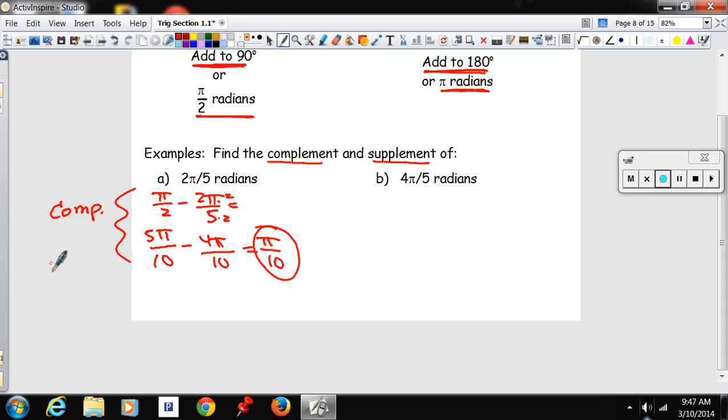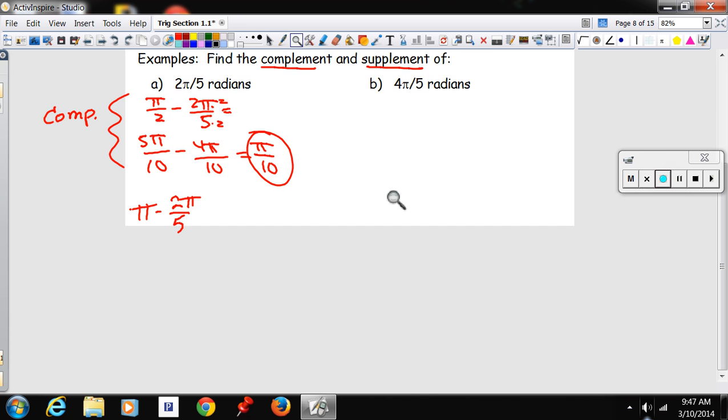What about a supplementary angle? So I'm going to start with what? Pi this time, because I want them to add up to pi. So pi minus 2 pi over 5. What could I change pi into so that it would have a common denominator? 5 over 5. You just want to do 5 fifths.